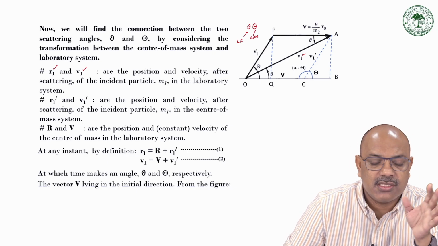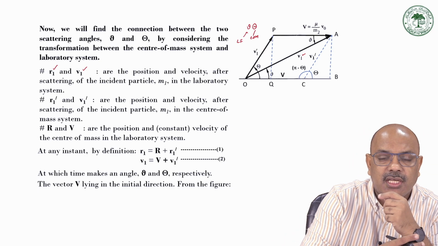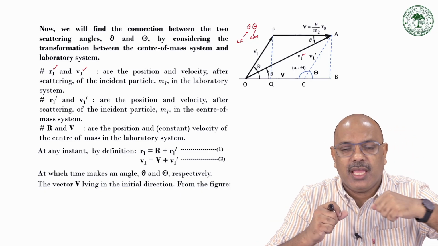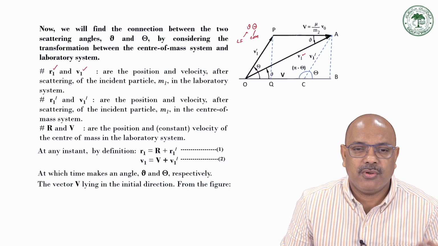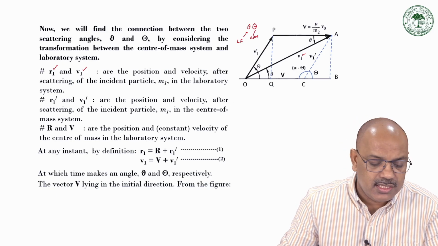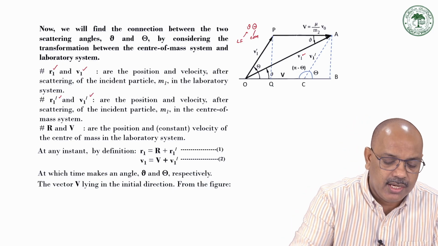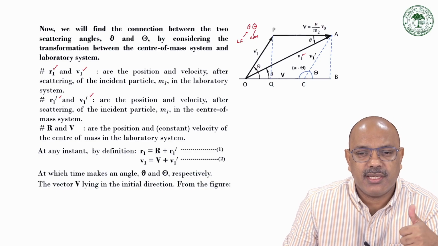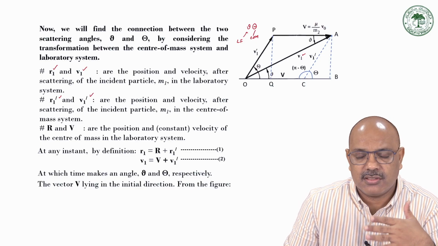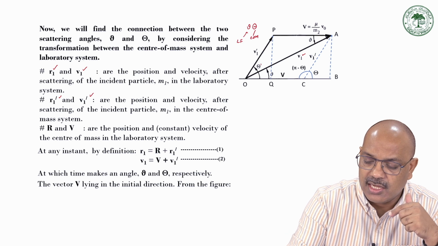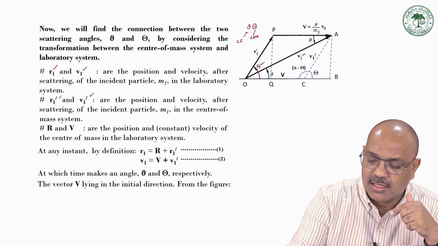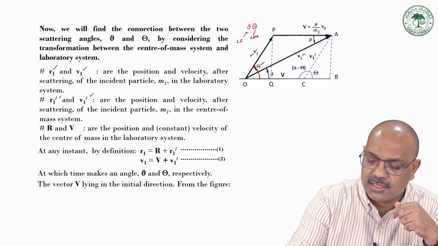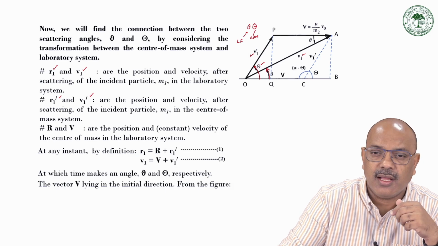So V1 and R1 are the position and the velocity of particle 1, which is coming towards the target, the fixed target, and then it's scattered with the scattering angle theta. Similarly, R1 prime and V1 prime are the position and the velocity vector of the same particle in the center of mass frame. So that is going to be this angle theta.